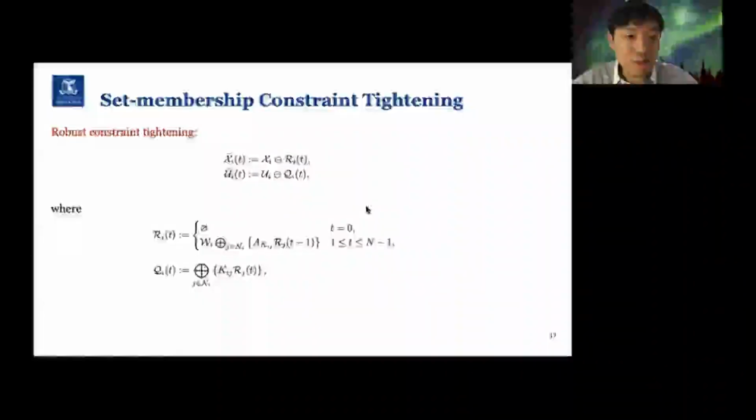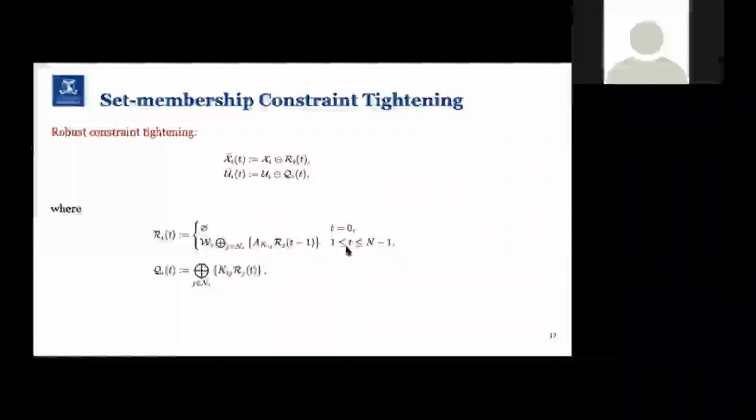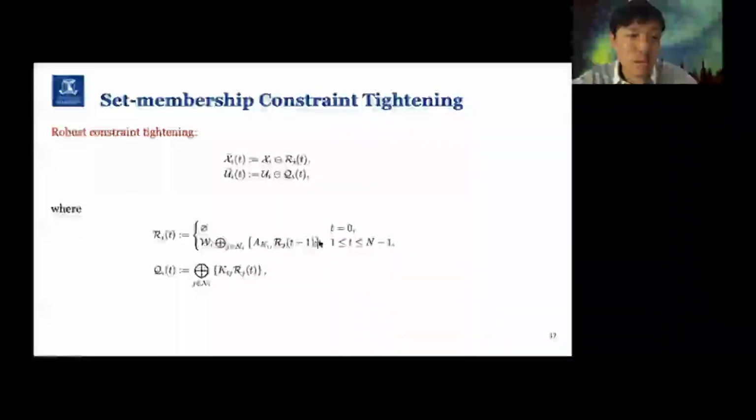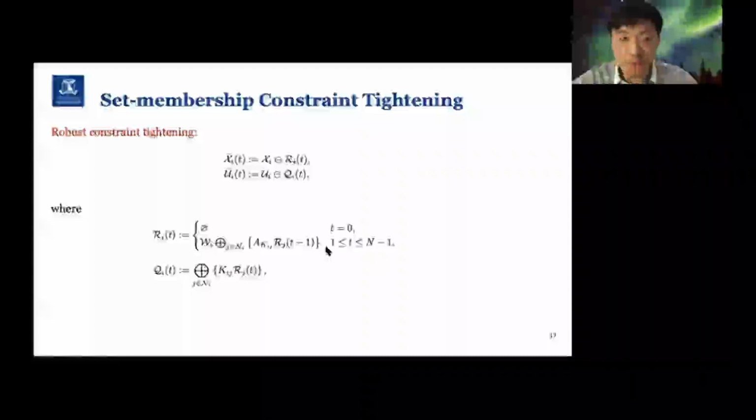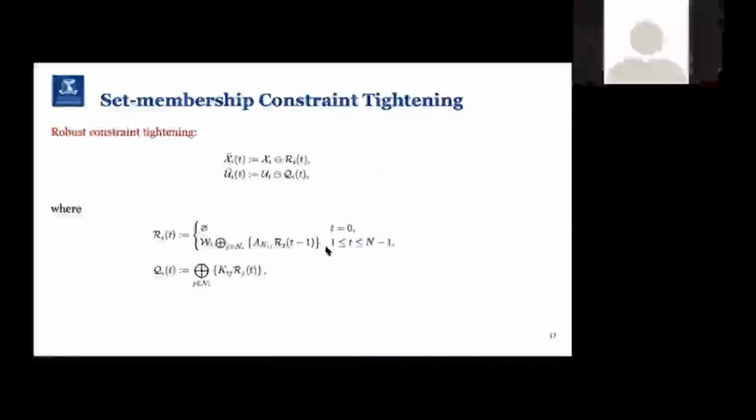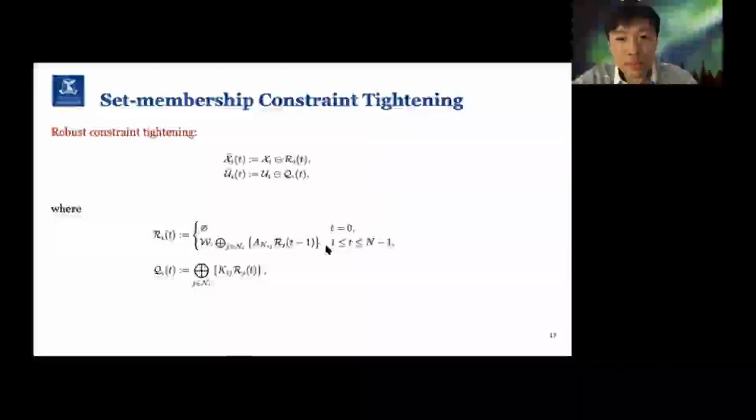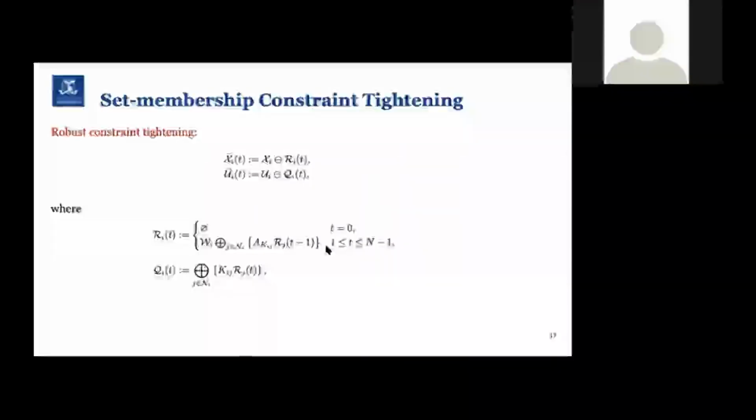Okay, I have to think about it a bit. This is a propagation, like a cut, a piece of the RPI set. Okay, so then I can say it's less conservative. Cool, thanks. Emilian, do you want to ask your questions?